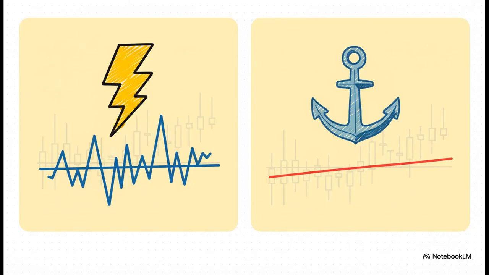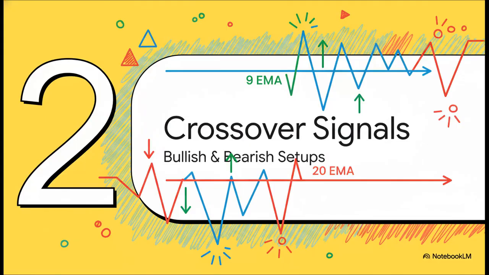Now think of these two EMAs as a team. You've got the 9 EMA, our fast signal, in blue. It's the scout, the trigger, it reacts almost instantly. Then you have the 20 EMA in red. That's our trend anchor. It's the steady hand that shows us the underlying short-term trend and acts as a bouncing off point for price.